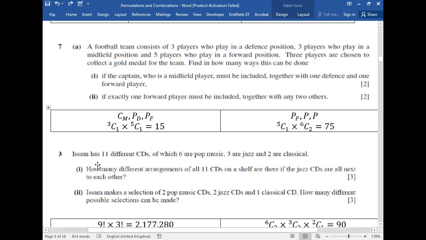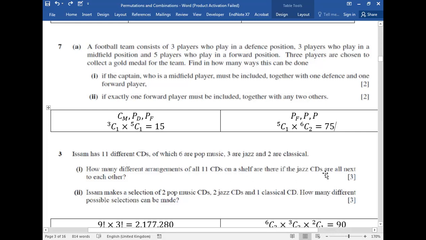Okay, again, let's have a look at another question. Sam has 11 different CDs. पाकिस्तानी नहीं है कि वो एक ही CD दो रखे. The question specifies different CDs: 6 pop, 3 jazz, 2 classical. Yes, they belong to some certain genres, लेकिन they are all different. How many different arrangements, permutations लगेंगे, of all 11 CDs on a shelf are there?